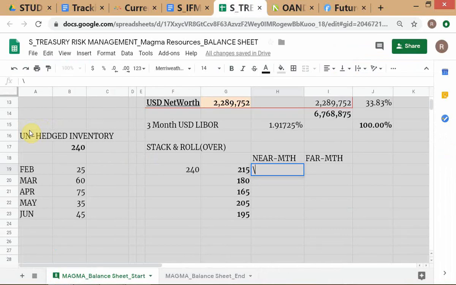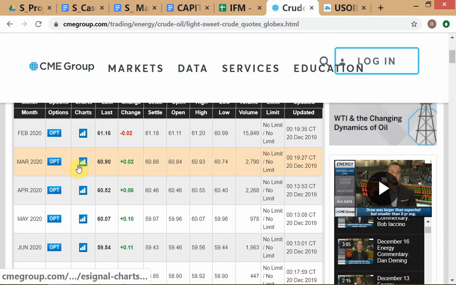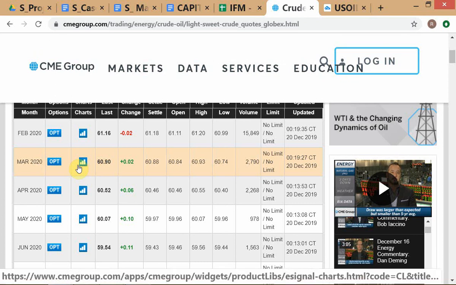Okay, where are you now? Here. You are here now. Right now your position is short 215 contracts in Feb. When this rolls off, what will happen is you have to create a position of minus 215 in the far month. You need to create a short position of 215 contracts in the March contract. Are you following?